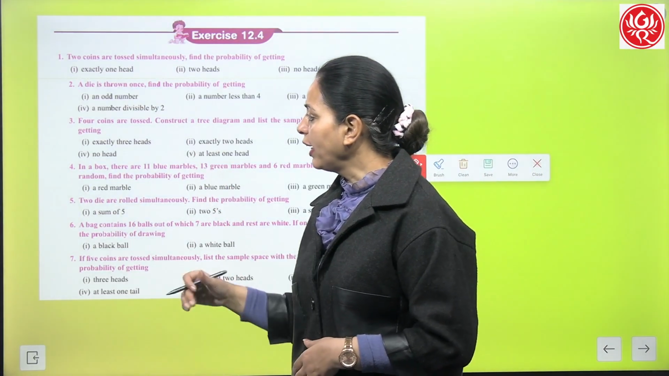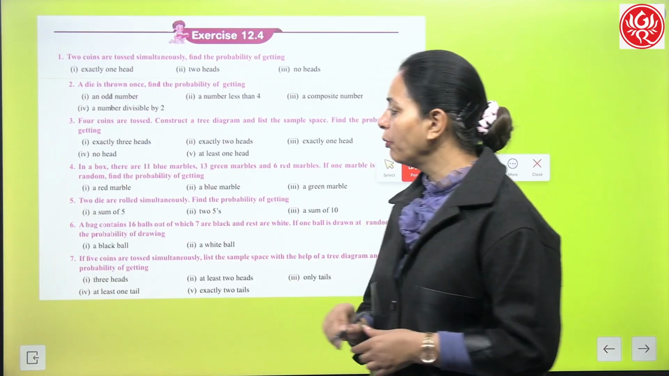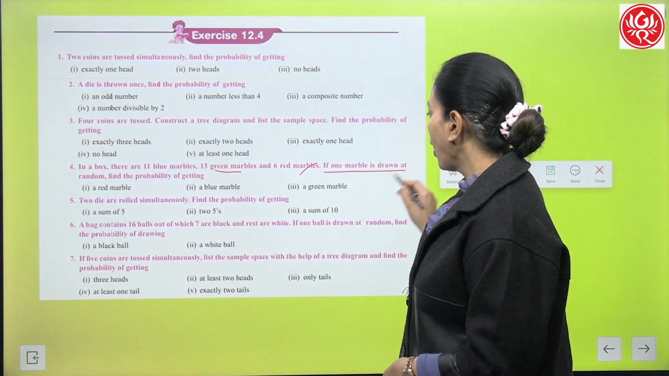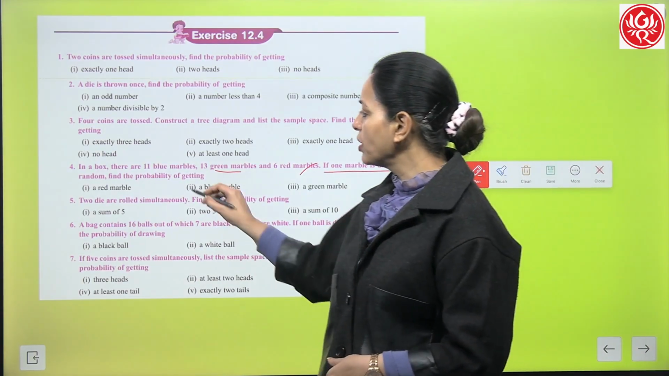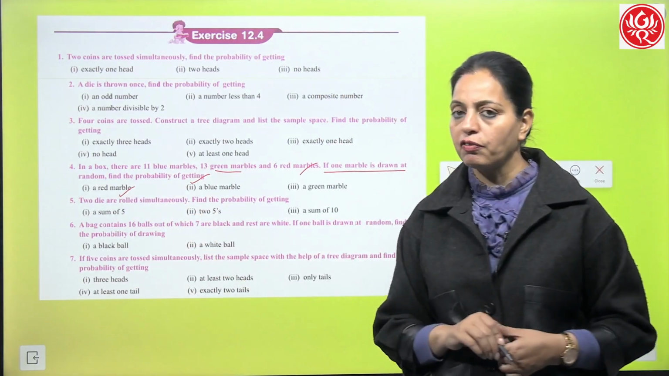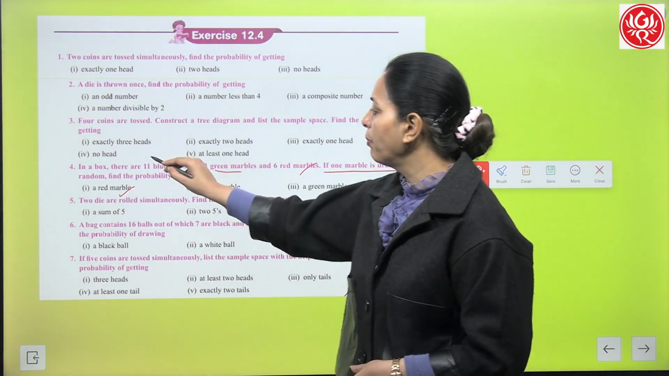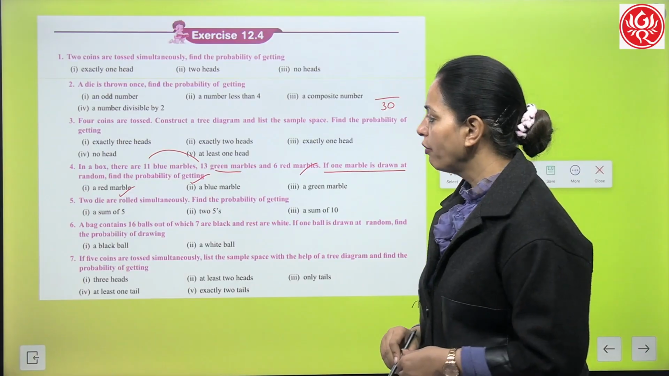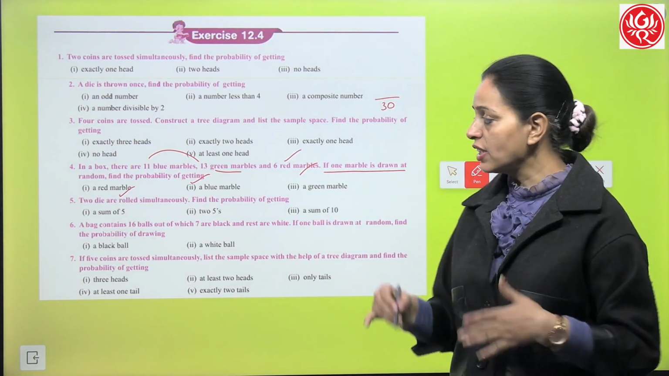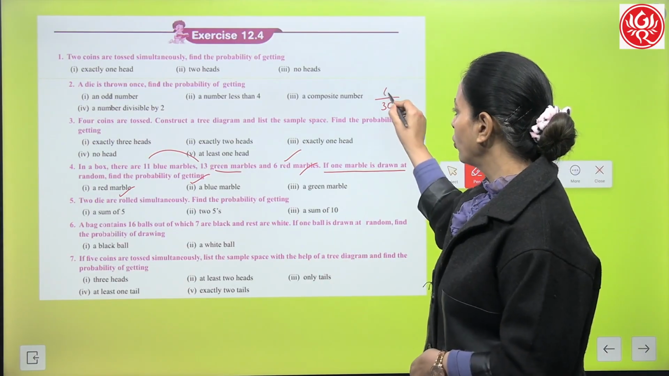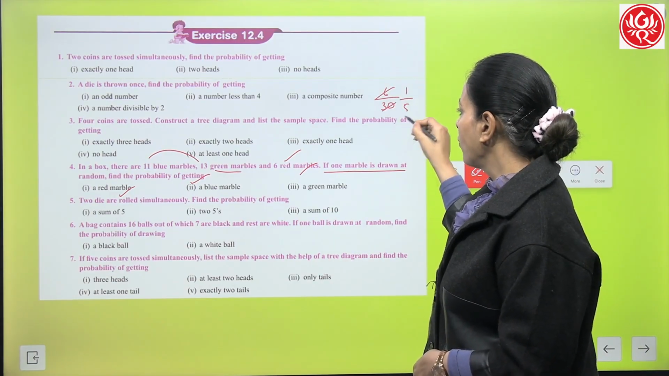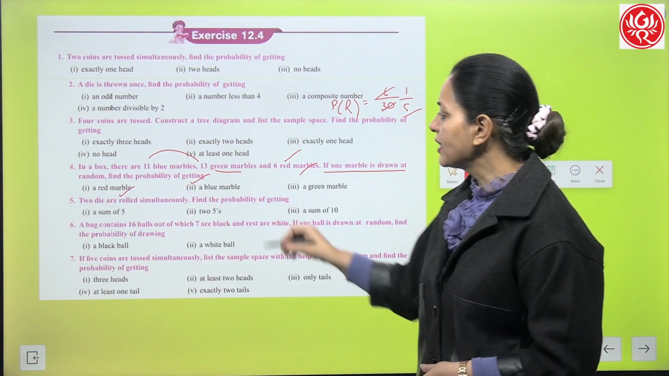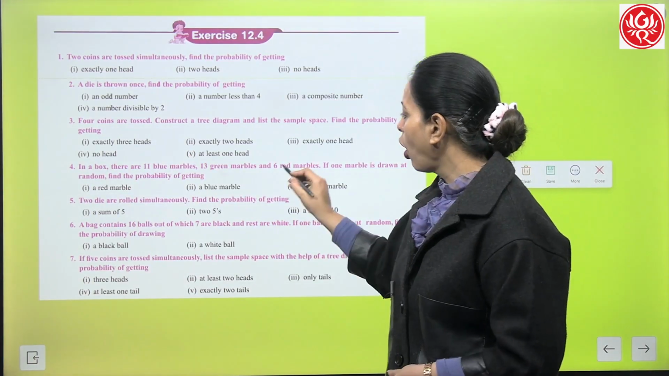Similarly, you can try like fourth question. In a box there are 11 blue marbles, 13 green marbles and 6 red marbles. If one marble is drawn at random, find the probability of getting a red marble, the first part. So total marbles 11 plus 13, 24 plus 6, 30. So out of 30, we want red. How many red? 6. So 6 times can be red. So 6 out of 30. 6 by 30, answer is 1 by 5. Probability of red marble. Okay. ऐसे हम blue marble का निकालेंगे. Blue how many?